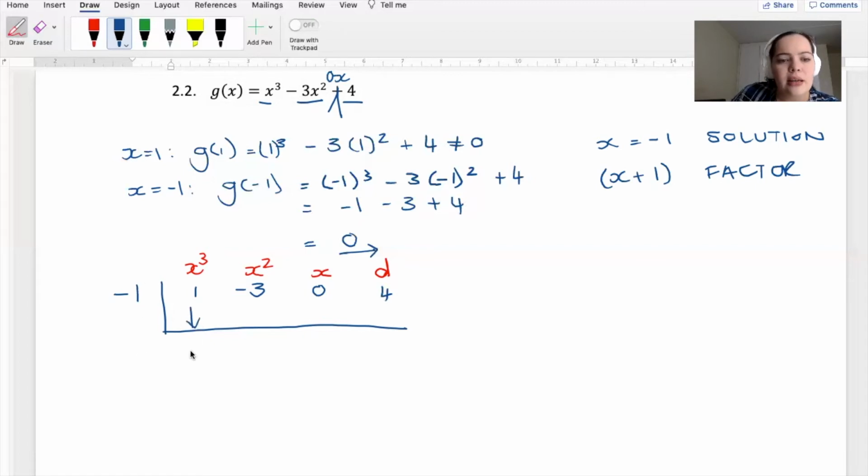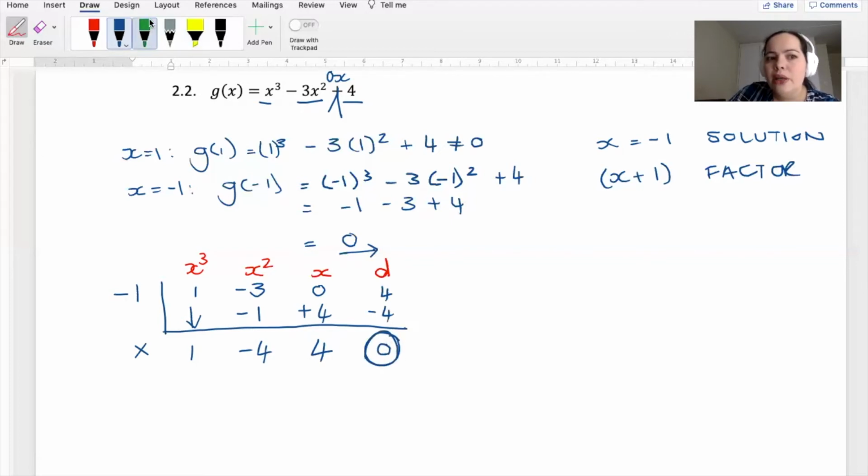So now we can carry on. Let's bring this down and multiply. Negative 1 times 1 is negative 1. Negative 3 minus 1 is negative 4. Negative 1 times negative 4 is positive 4. 0 plus 4, quick math, positive 4. Minus 1 times 4 is negative 4, which, thank goodness, gives us that golden number, 0.